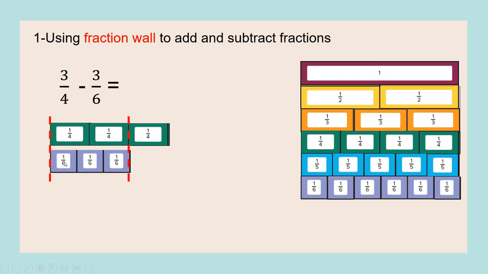How can I take away 3 sixths from this part? I want to take away the equivalent. The equivalent means what? These two parts from here. So I will take this part away and I'll take this part away. Why? Because it's a subtraction, right? I want to take the second number from the first number. Now what's left? It's 1 over 4, right? Okay, it's 1 over 4.